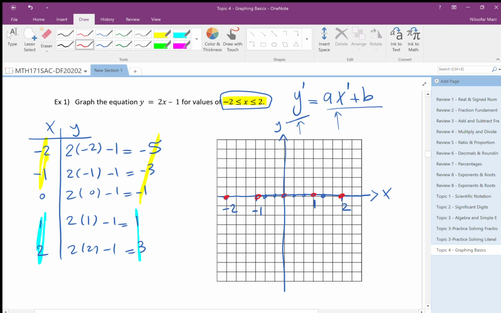Okay? So, for x-axis, I do 3 by 3. 3 squares by 3 squares. So it means 3 squares is 1 unit. Why? Because I have a space. And I just need 2 and -2. How about the other one? Okay, the other one.